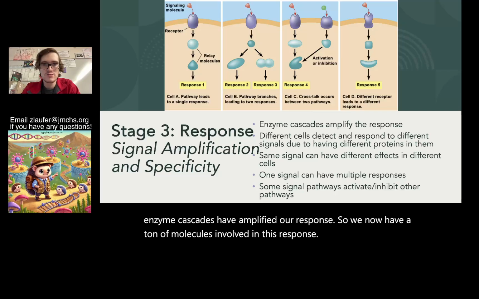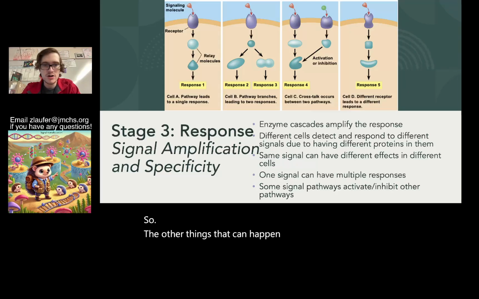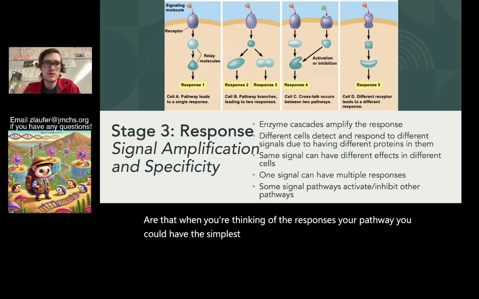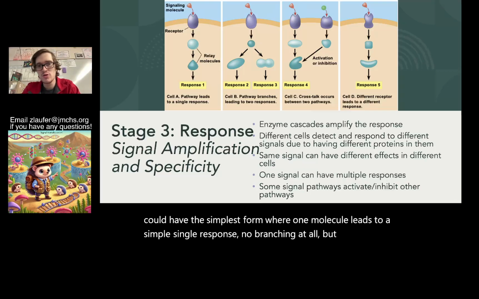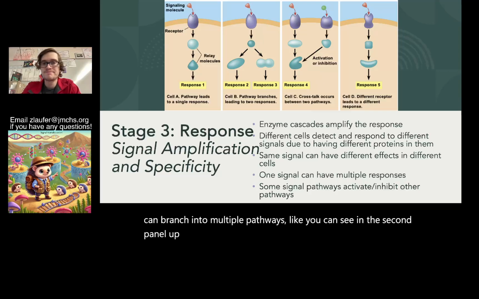And so the other things that can happen here are that when you're thinking of the responses, your pathway, you could have the simplest form where one molecule leads to a simple single response, no branching at all. But sometimes you can branch into multiple pathways, like you can see in the second panel up there, where one ligand will actually have multiple responses.